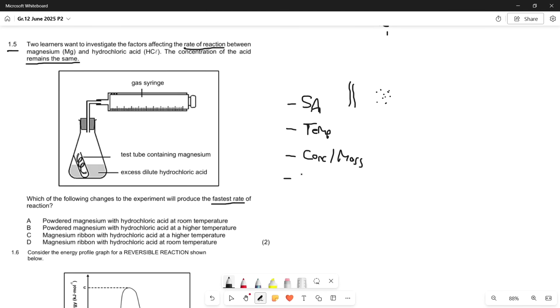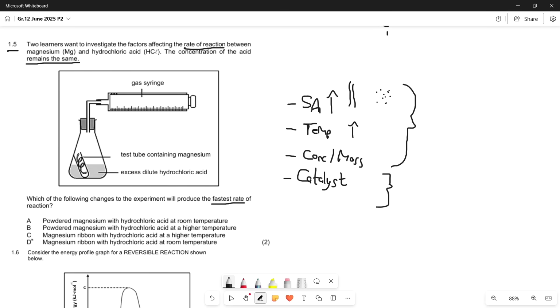And then the only one that works a little bit different is a catalyst, because a catalyst doesn't increase the energy or the amount of particles for more effective collisions, but it lowers the activation energy. So a catalyst works a little bit differently from these guys, but it ultimately does help speed up the reaction without getting involved in it. So that means a greater surface area will increase our reaction, so powder over ribbon, and a higher temperature will also increase the rate of reaction.